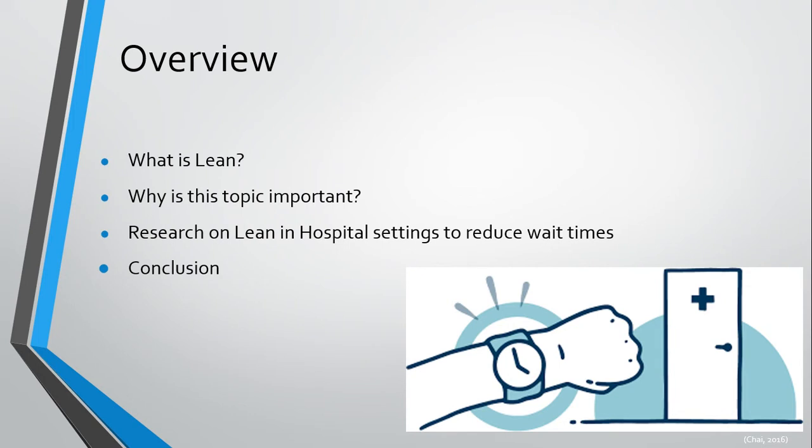To begin, we will start with a brief overview of our presentation. In this presentation, we will be looking into what lean is. We will also be looking into why the topic of reducing wait times in hospitals is important. Furthermore, we will be looking at 4 different research studies to determine the effects of lean in hospital settings to reduce wait times. And finally, we will conclude the presentation by determining if lean in hospital settings is an effective way to reduce hospital wait times.